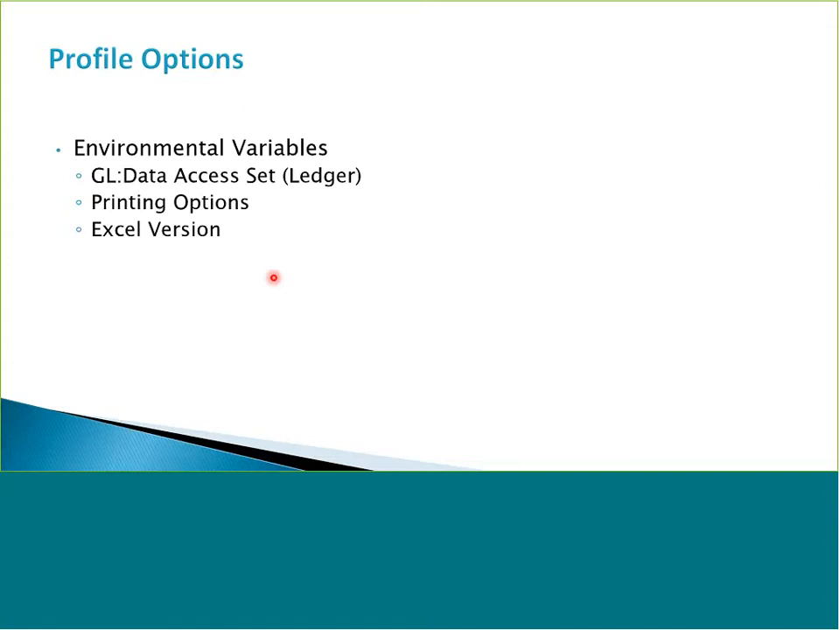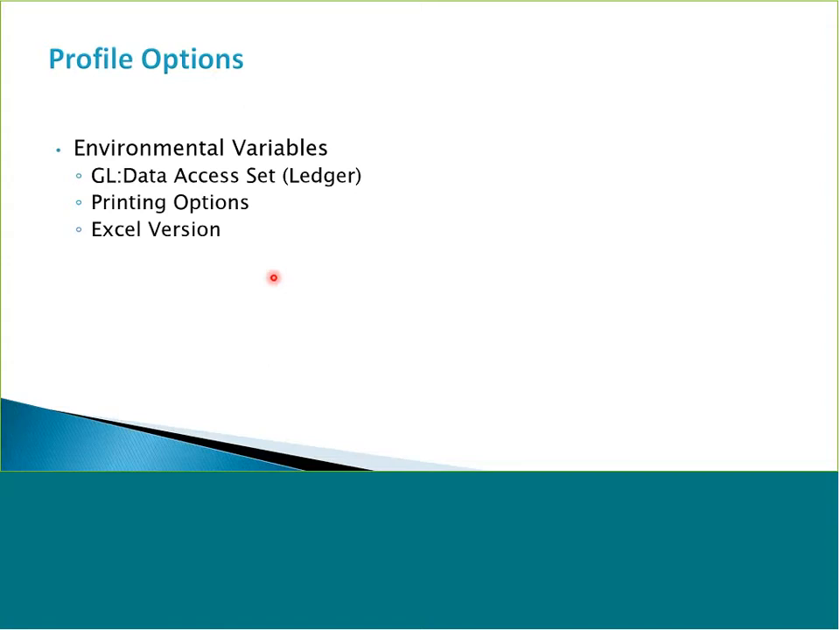Profile options are environmental, we can call them environmental variables that we can assign to a responsibility to determine various things. This can include, one, the ledger that responsibility is going to be able to access. Printing options such as which printer that user assigned that responsibility is going to be able to send reports to for printing. The other thing is like the Excel version or the desktop viewer.